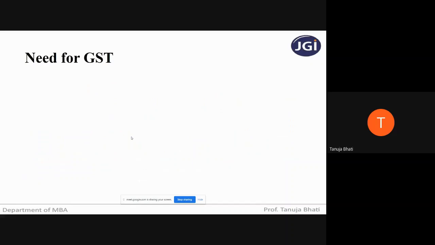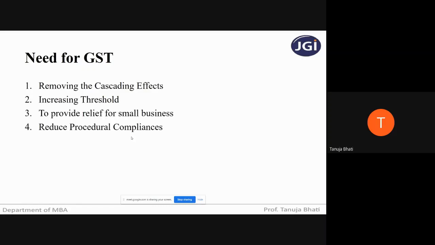So what is the need for GST? This is very important again. Why was GST required? What was the need for the government to replace so many taxes and bring in GST? What was the idea behind that? Why was GST introduced? Why was GST implemented? And what was the need to bring GST when already so many taxes were in existence? So what was the requirement? So let us see.